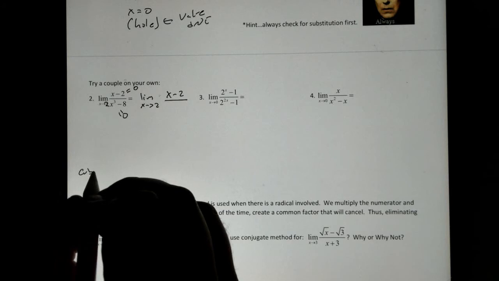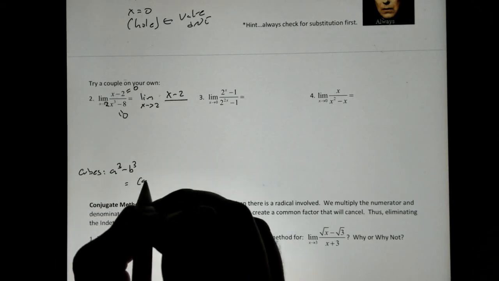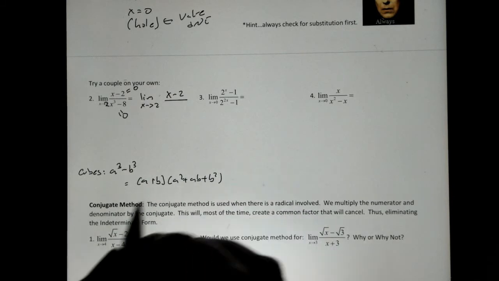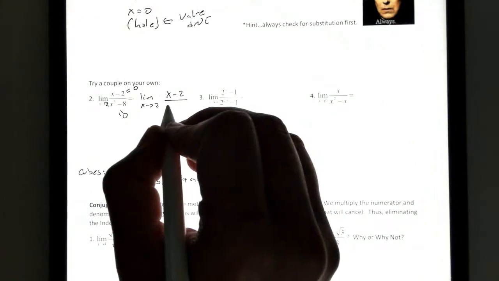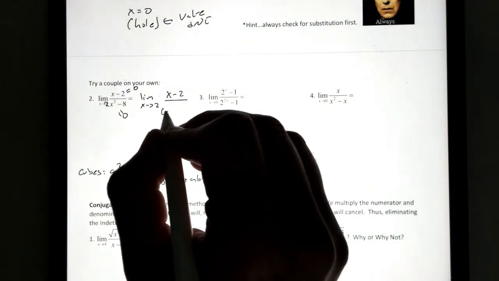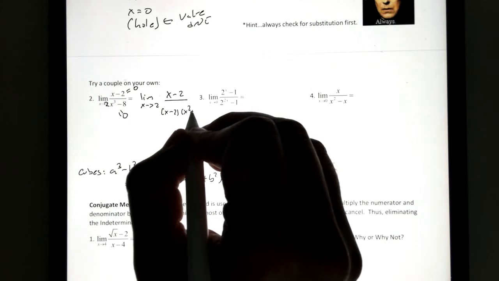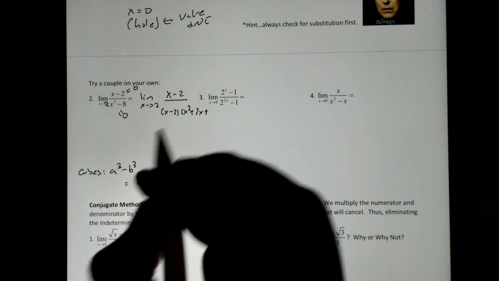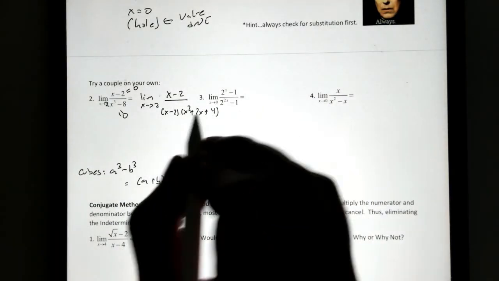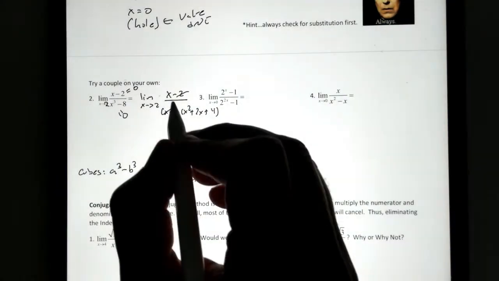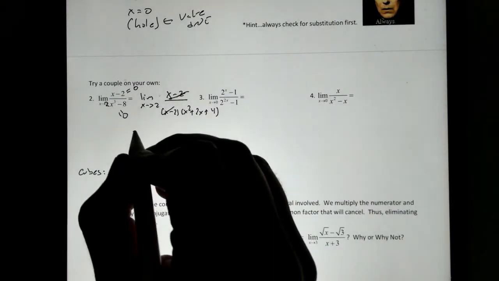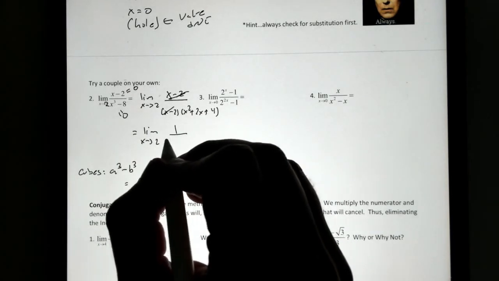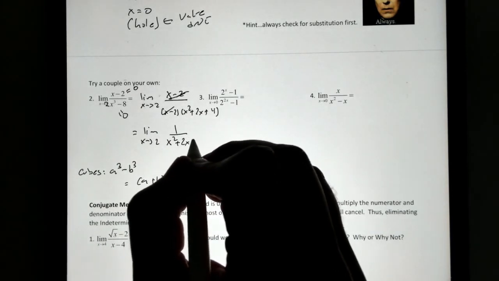If we have a cubed minus b cubed, we're going to get a minus b, a squared plus ab plus b squared. All right. So on bottom, this is going to become x minus 2, x squared plus 2x plus what is the cube root of 8? It's 2, becomes a 4 right there. And notice those x minus 2's cancel there. And rewrite my limit. As x goes to 2, we're left with 1 over x squared plus 2x plus 4.